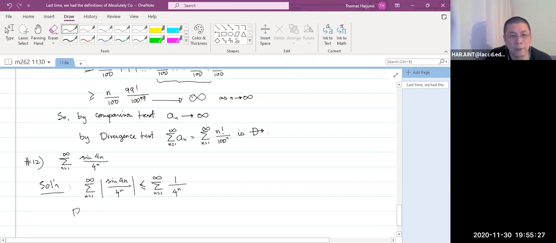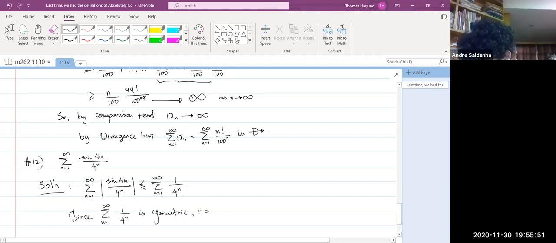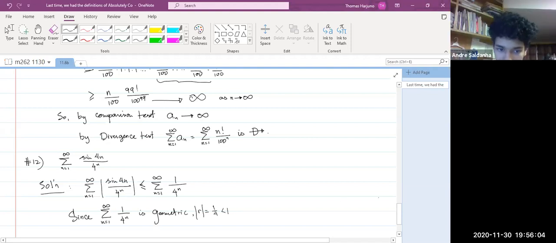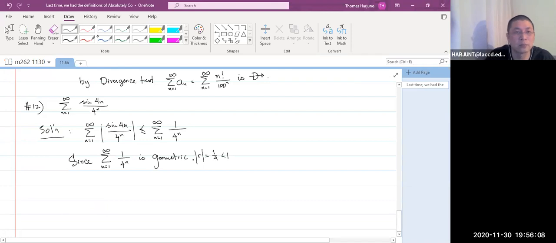Since this is, what kind of series is this? Geometric, with absolute value of r, what is the ratio? 1/4. Now that's less than 1. Then the series is geometric and convergent.